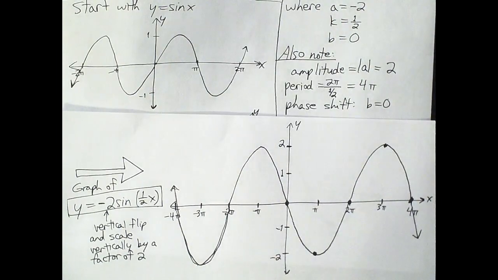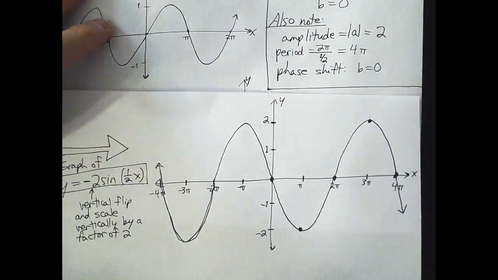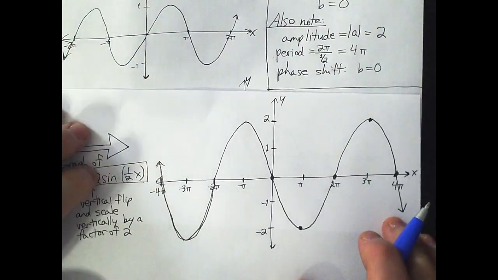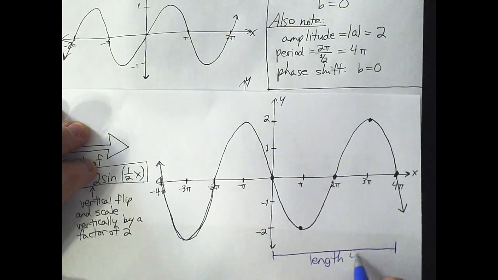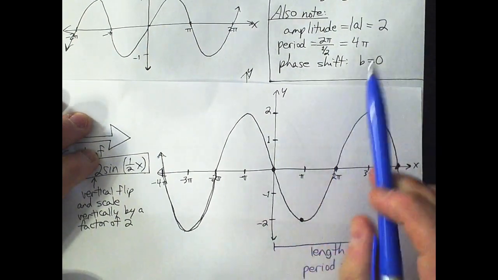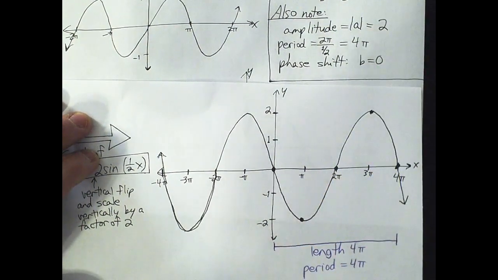I want to show you two things on this picture before we call it a day. One thing is that as you go from here to here, this length is 4 pi because the period is 4 pi. All right, it takes that much to get one period, and we kind of saw that in the little scratch work that we did above.